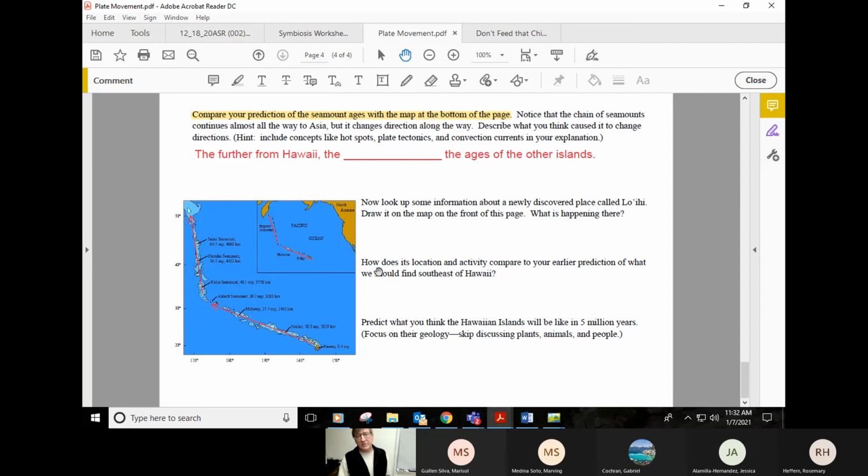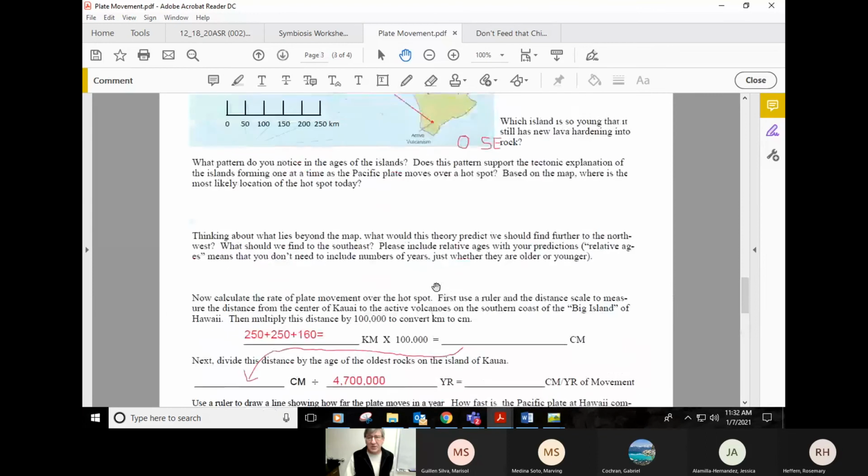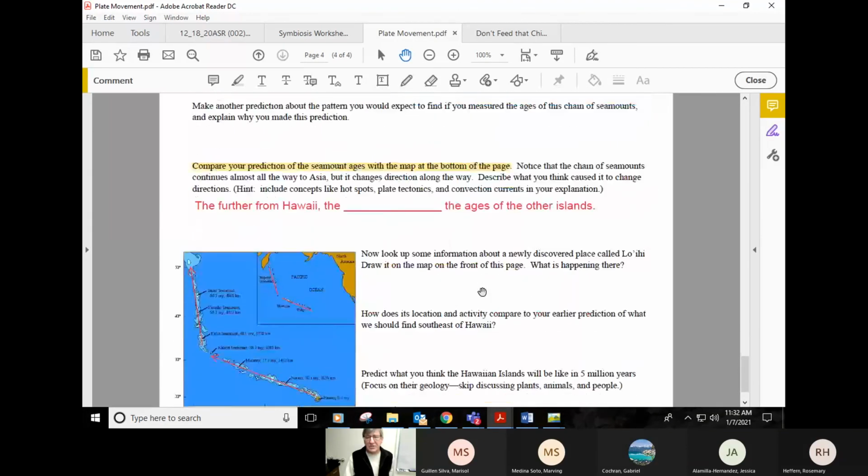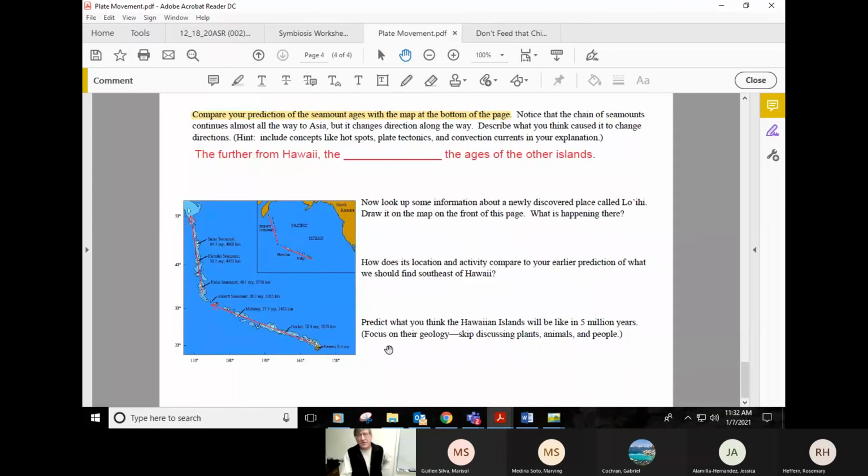And then discuss this. How does its location and activity compare to your earlier prediction of what we should find southeast of Hawaii? How does its location compare to what I asked you to predict you might find here? So you're going to answer that question. And then this one is almost like a science fiction story that I'm asking you to write, or science fiction paragraph. What do you think the Hawaiian Islands will be like in 5 million years? 5 million years in the future, what do you think it will be like at Hawaii?